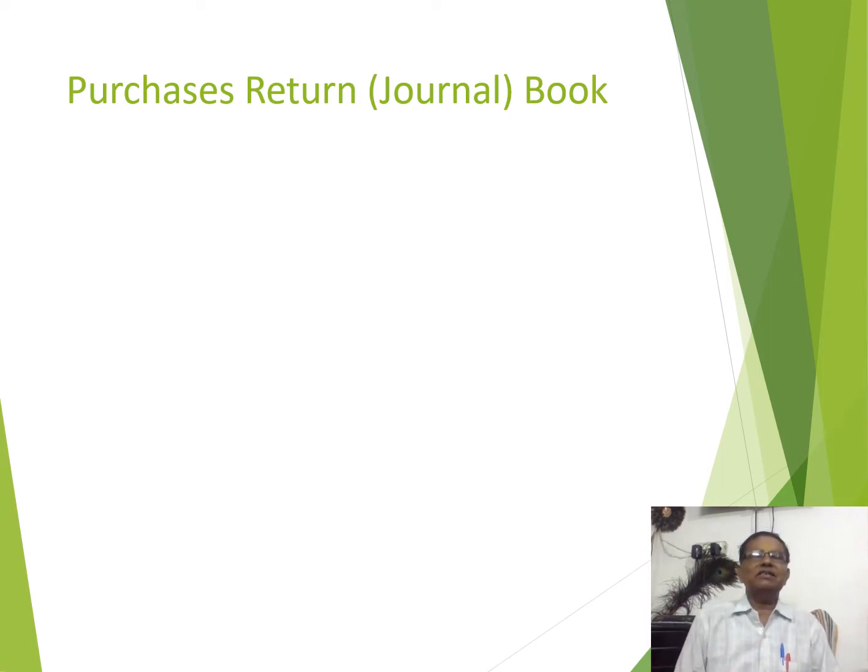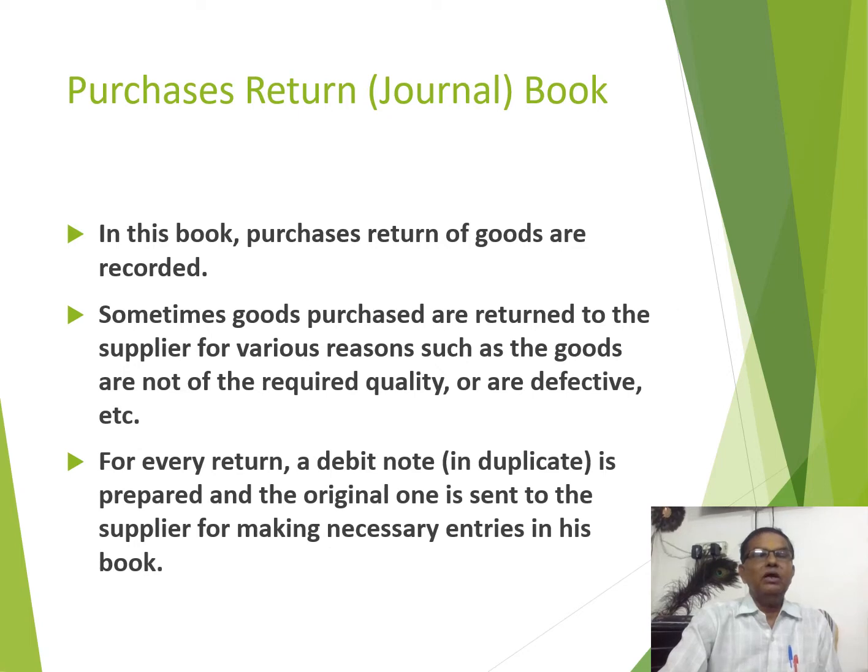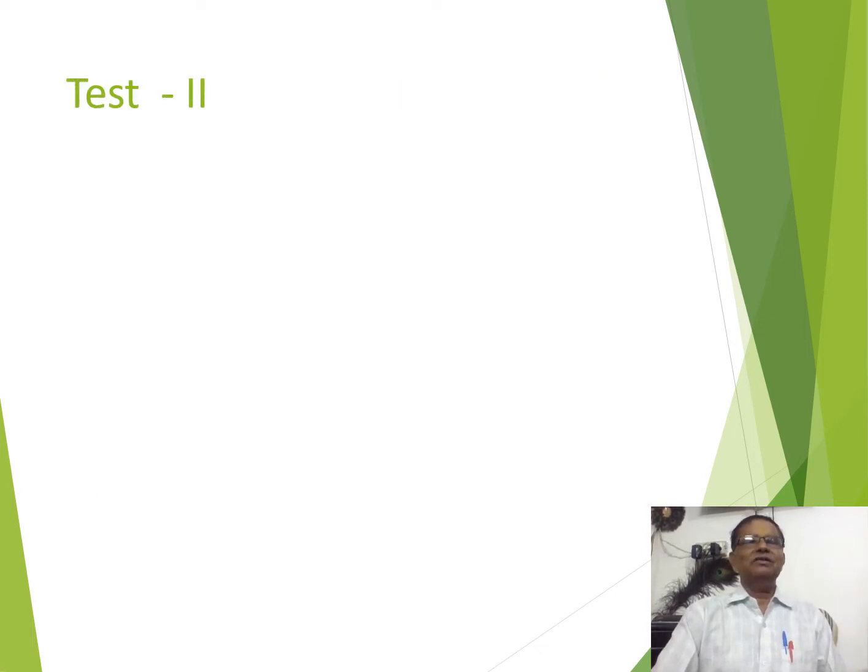So the next one is the purchase return book. In this book, purchase returns of goods are recorded. Sometimes goods purchased are returned to the supplier for various reasons, such as goods not being of the required quality or being defective. For every return, a debit note in duplicate is prepared and the original is sent to the supplier for making necessary entries.